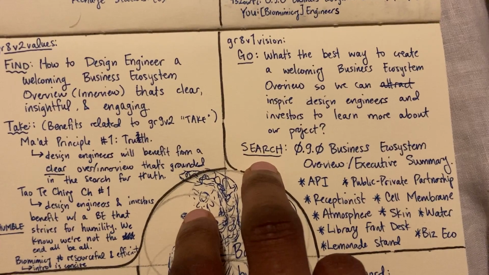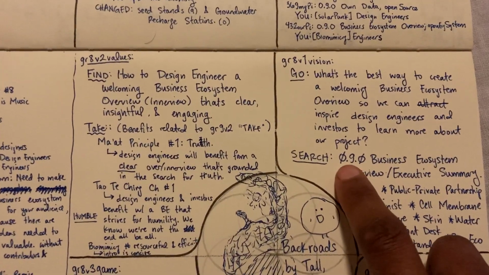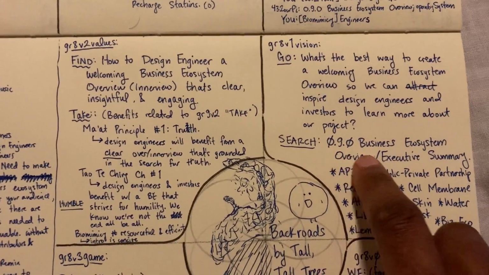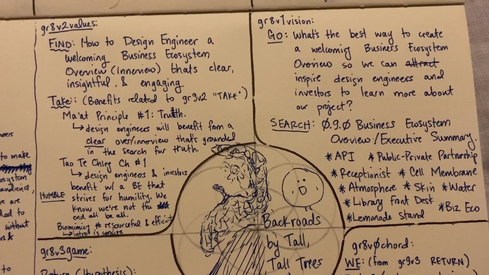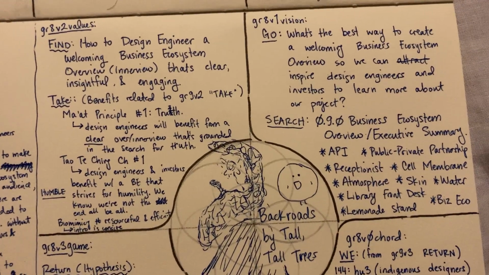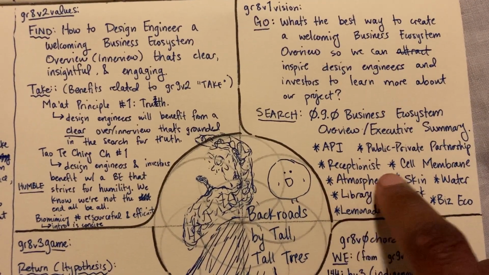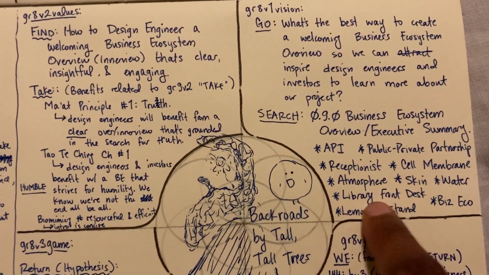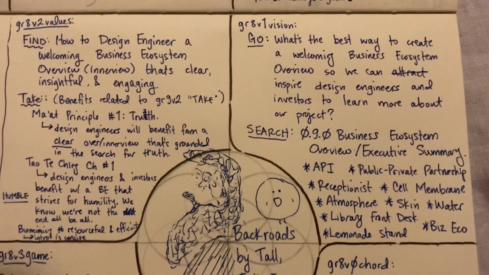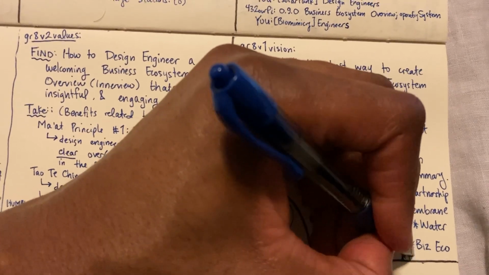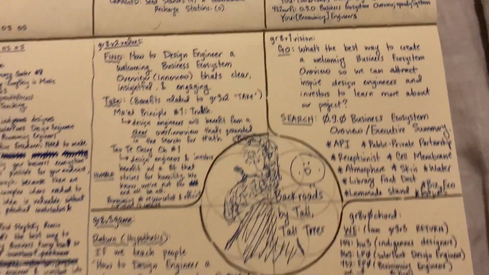Search. What are we going to be looking over so that we can answer this question? Again, in the previous step, we decided that the focus of this overall game, or this presentation that we're creating, is 0.9.0 business ecosystem overview / executive summary. Also calling this an interview. So the aspects that we're going to be searching, we got all of these terms from the previous step that we just worked on. We're going to look into APIs, public-private partnerships, what it means to be a receptionist, cell membranes, atmospheres, skin, water, the front desk in a library, a lemonade stand, since we want to create these seed stands, maybe even festivals. I want to look up festivals since that's one of our overall goals. I'll write that in. Festivals. These are just potential things to learn. So that's what we'll be searching for so we can work through our need.